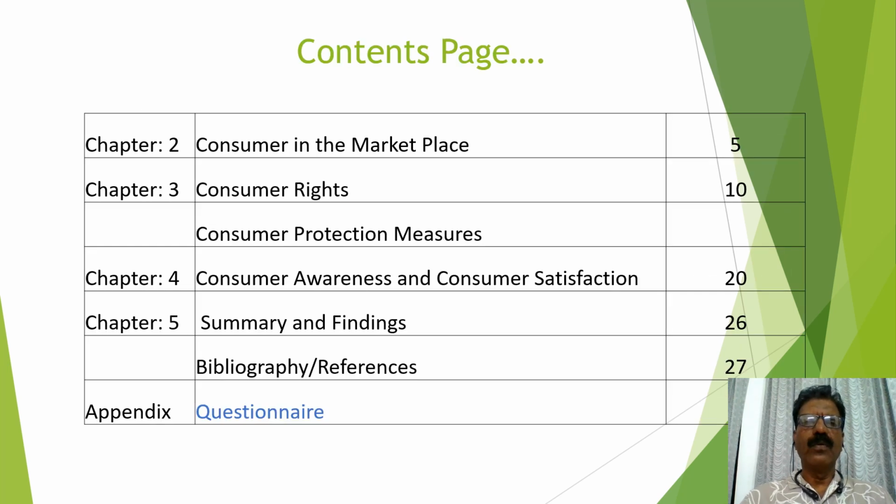Now in chapter 2, we can give, according to our topic, consumer in the marketplace. That is the title I have given. You can give a different title. Chapter 3, Consumer Rights. There is a subtopic, Consumer Protection Measures. Chapter 4, Consumer Awareness and Consumer Satisfaction. Chapter 5, Summary and Findings. Then comes bibliography or references. Then comes the appendix page in which you can give the questionnaire if you have used any primary data. So this is the content page.